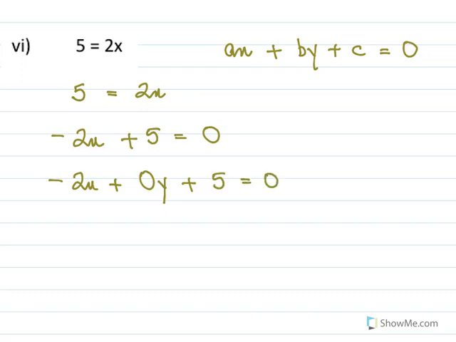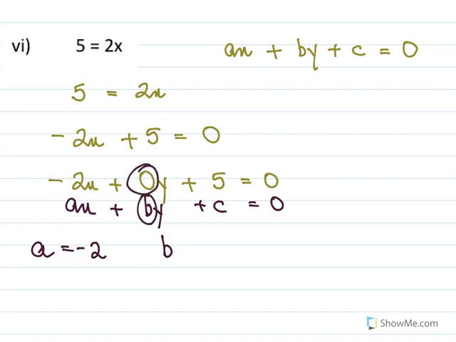Now we compare it with the standard form, that is ax plus by plus c equal to 0. Now a will be the coefficient of x, and here the coefficient of x is minus 2, so a equal to minus 2. B is the coefficient of y, and the coefficient of y here is 0, so b is 0, and c equal to 5.